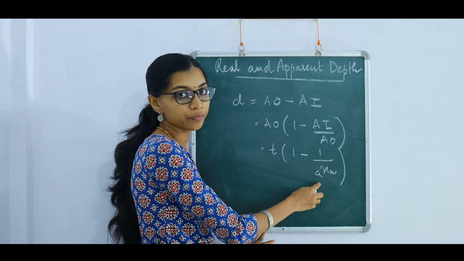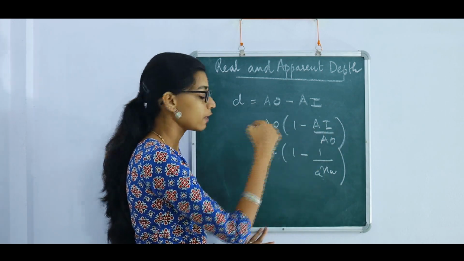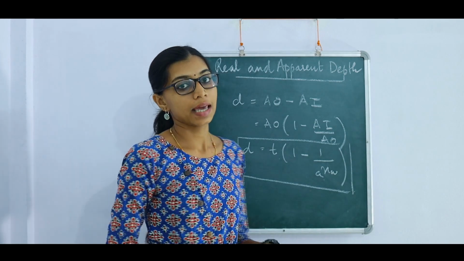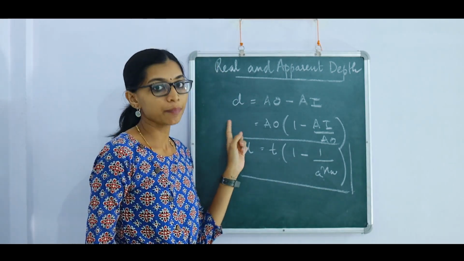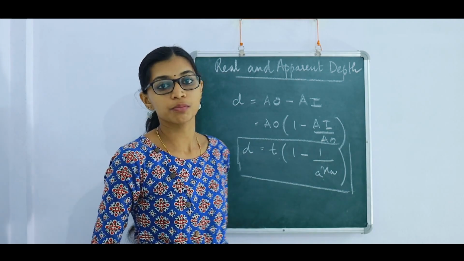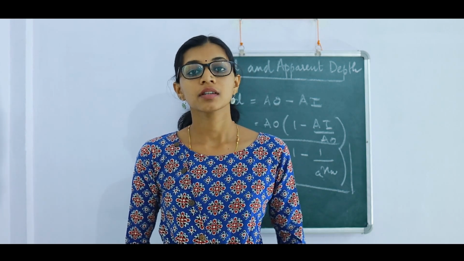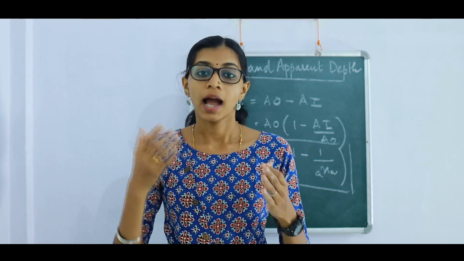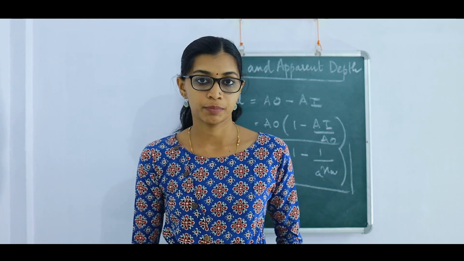What was NWA? It was real depth by apparent depth, so the inverse is present here. So D is equal to T into 1 minus 1 by NWA. This is the relation between the real depth and the apparent depth. So we have seen an application of refraction, that is real depth and apparent depth. When you have an object placed in a denser medium and you view it from a rarer medium, it appears to be at a depth which is smaller than the actual depth. Thank you.